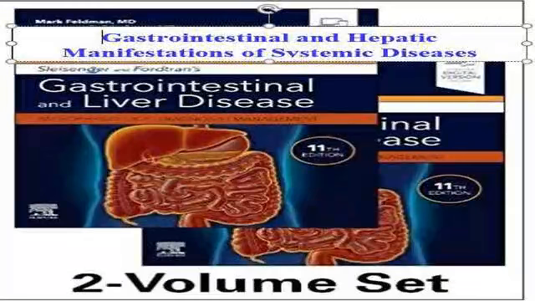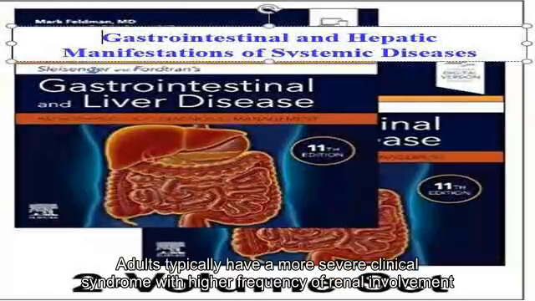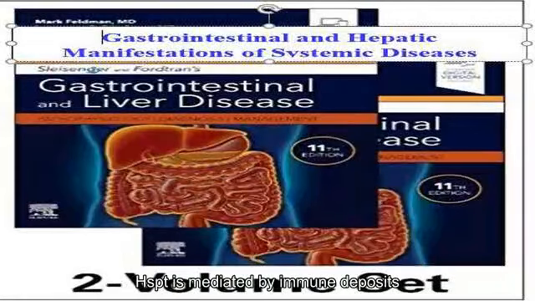Henoch-Schönlein purpura. Henoch-Schönlein purpura, HSP, is the most common systemic vasculitis in childhood, and occasionally affects young adults. HSP is clinically characterized by palpable purpura, arthritis, as well as renal and GI involvement. Adults typically have a more severe clinical syndrome with higher frequency of renal involvement. HSP is mediated by immune deposits, typically IgA, resulting in leukocytoclastic vasculitis that causes necrosis of small blood vessel walls.